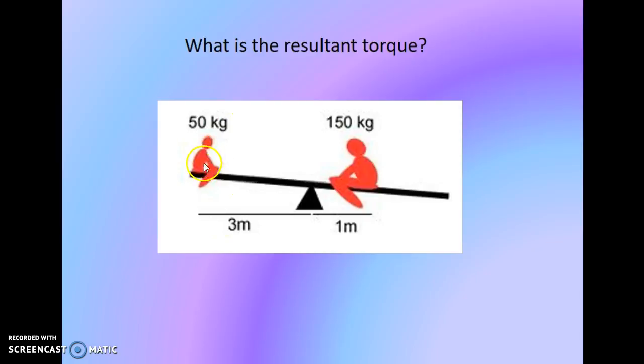So the one on the left is anti-clockwise, because if this person was the only person on the seesaw, then the seesaw would go this way. It would go in an anti-clockwise direction. If this person was the only person on the seesaw, it would go down. So that's clockwise. So the clockwise and the anti-clockwise torques are in equilibrium.